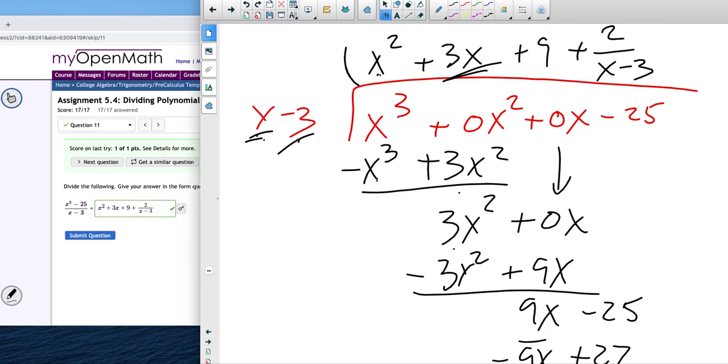Okay, so there's your answer. I've already put it in. It was correct. Hope this helps.